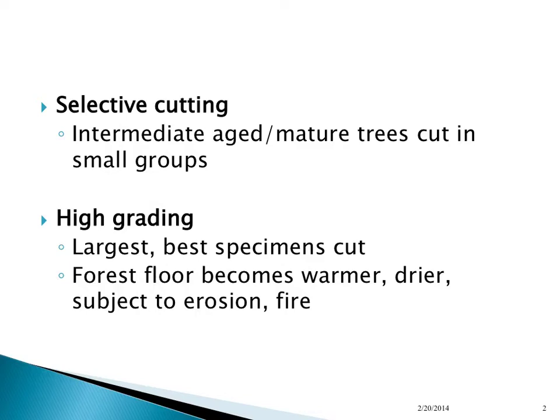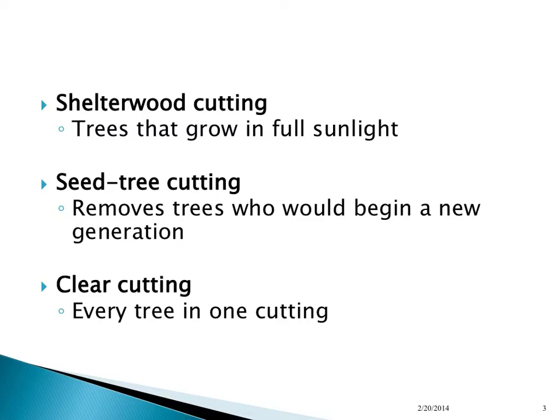The problem with that is when we cut those really good ones, that reduces genetic variability within a forest system. It also allows the forest floor to become warmer, because the canopy generally shades that forest floor, and that can disrupt a lot of things, including the detritivores and decomposers on that forest floor, which is going to mess up our ecological cycling of nutrients. It can be drier, and of course it can lead to fires.